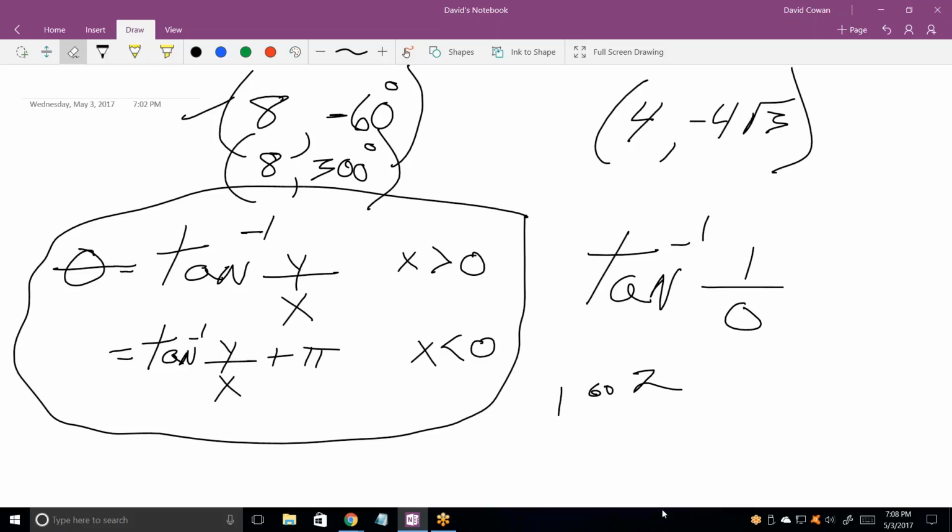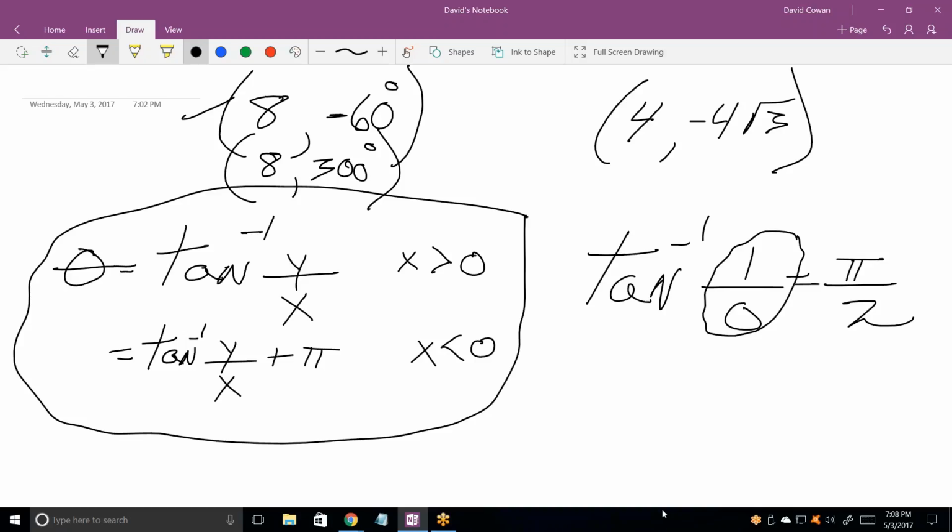Pi over 2. Good. Now, where else in math have you ever seen where it's okay to divide by 0? Nowhere. In fact, if you enter that into your calculator, it'll cough on you. If you enter inverse tan of 1 divided by 0, it will not give you 90 degrees like it should. It doesn't like division by 0.